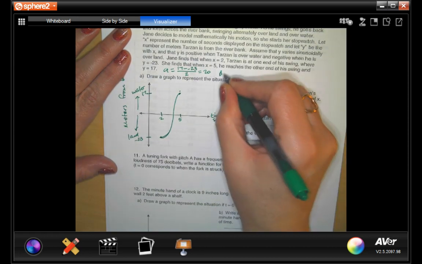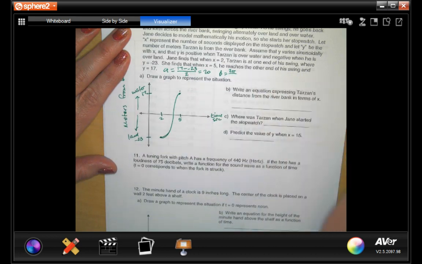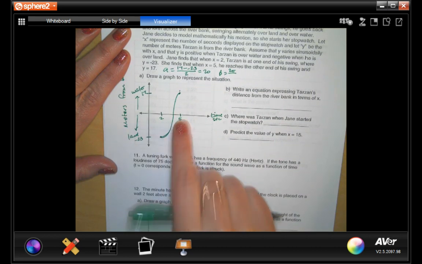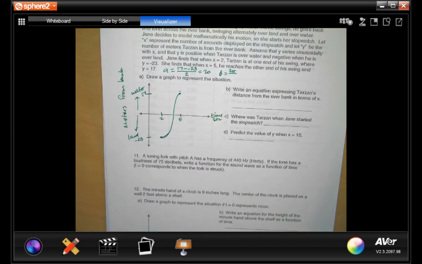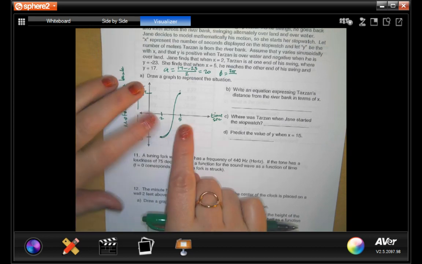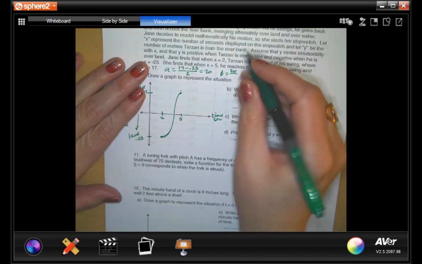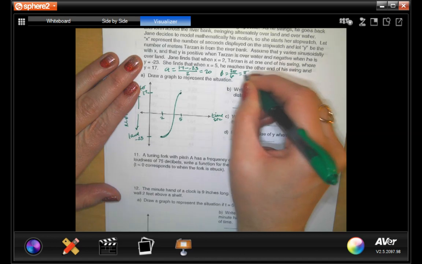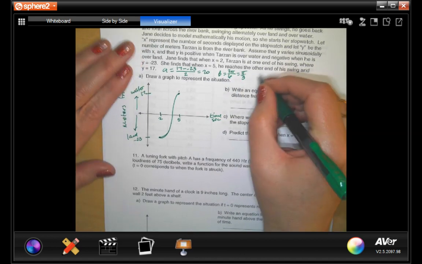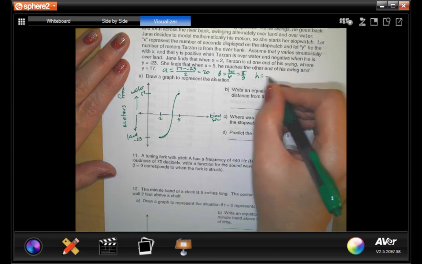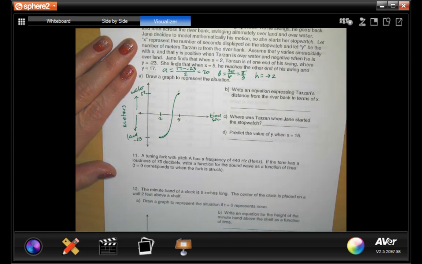B is 2 pi divided by the period. What is the period here? Well, 3 seconds gets us from a low to a high, so we just double it, right? So from a crest to a trough, that's half a period. So that's 3. So we double that, so 6. So we do get pi over 3. H, what's our translation? Over 2. Yeah, we went right 2. And K?